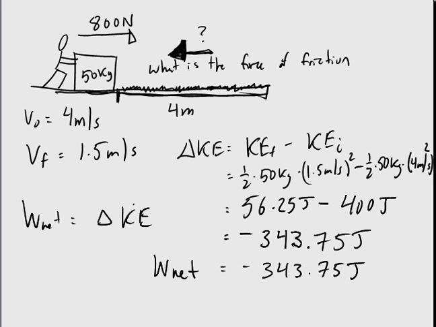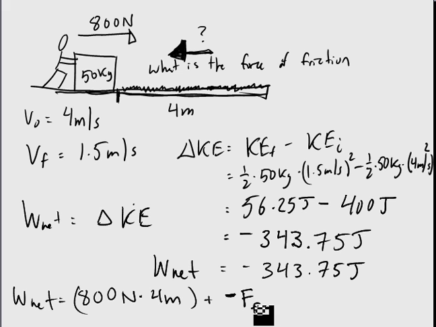Well, if we know that the net work is negative 343.75 joules, we also know that the net work has got to equal my work plus the work done by friction. So for my work, it's going to be 800 newtons times 4 meters plus the work done by friction, which is going to be negative force of friction times 4 meters. And this is going to all equal negative 343.75 joules.